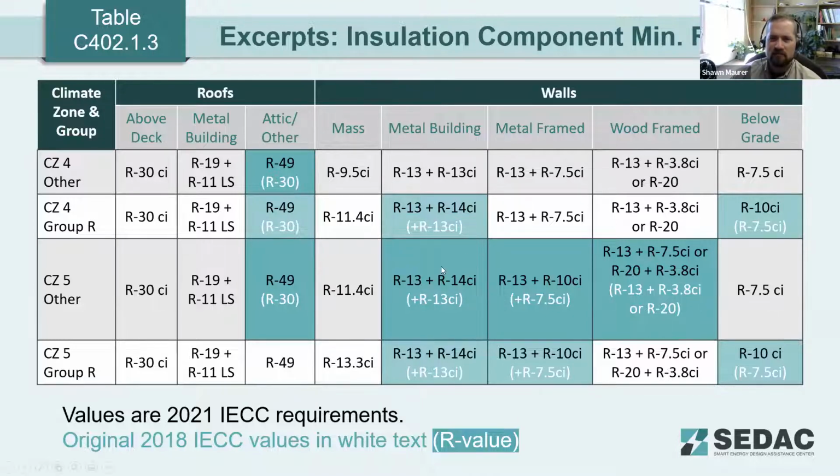Metal buildings and metal frame buildings have had some increases, particularly in climate zone 5, mainly accounting for increased continuous insulation to break thermal bridging and get better performance out of that metal framing by ensuring it's completely broken from the exterior environment. And then some slight changes for wood framed walls and below grade walls for residential style Group R occupancies.